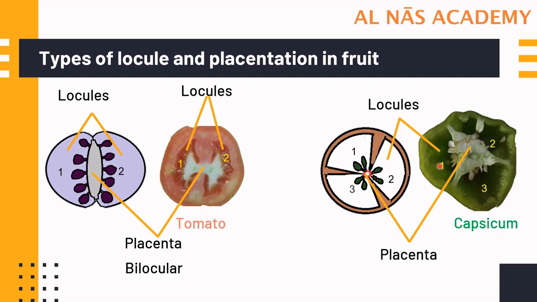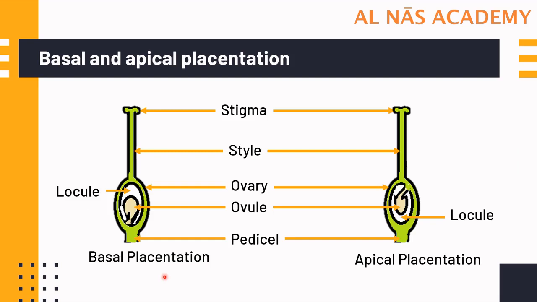Now you have already done this, but if you want me to explain types of locule and placentation in fruit in detail, do write in the comment section and I'll come up with a video for the same. In the basic type of placentation, the ovule or megasporangium, which is the swollen part seen inside the ovary, is either attached to the base of the ovary or towards the pedicel, then it is called basal placentation. And if this ovule is attached to the apex of the ovary, then it is called apical placentation. So these are the basic types of placentation.